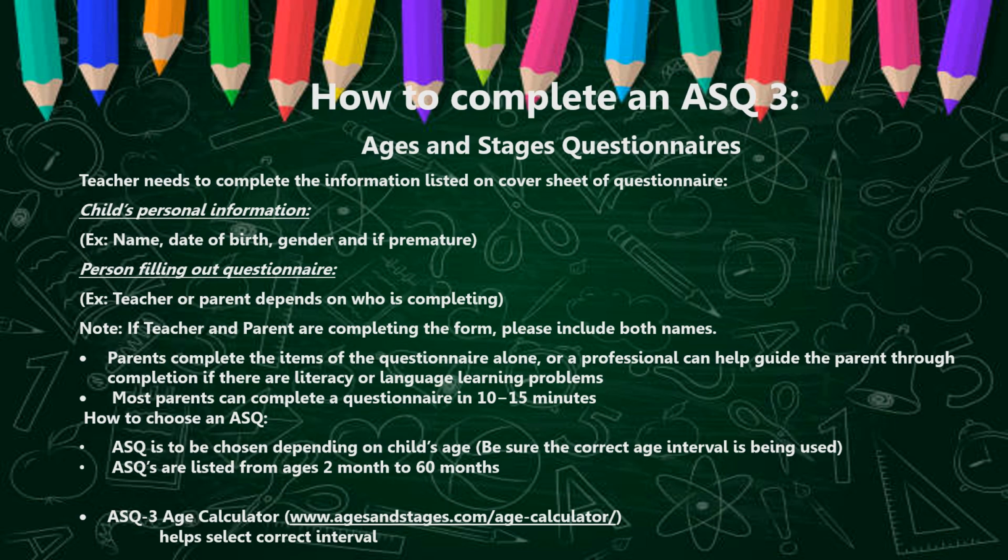How to complete an ASQ3, Ages and Stages questionnaires. Teachers need to complete the information listed on the cover sheet of the questionnaire. Child's personal information, for example, name, date of birth, gender, and if premature. Person filling out the questionnaire, for example, teacher or parent, depending on who is completing. Note, if teacher and parent are completing the form, please include both names.